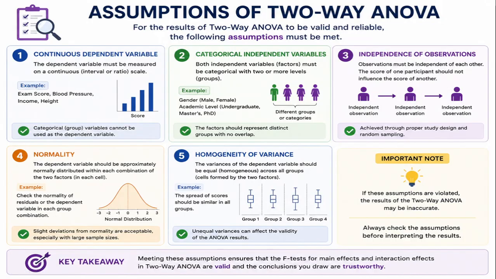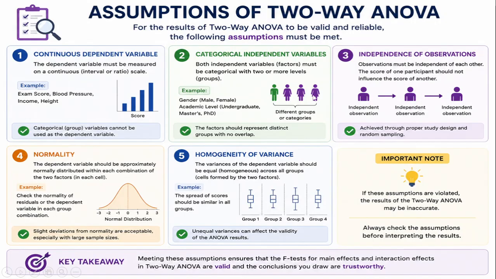The two independent variables must be categorical. For example, gender: you belong to the male category or the female category. Academic level: you are an undergrad, masters or PhD. So there should be different groups or categories, and no one should be in one group and at the same time in another group. There shouldn't be an intersection. One person cannot be a male and at the same time a female.